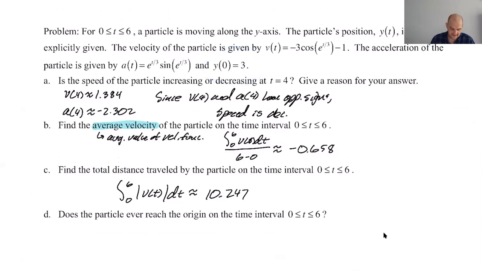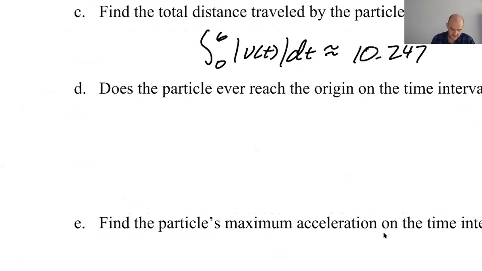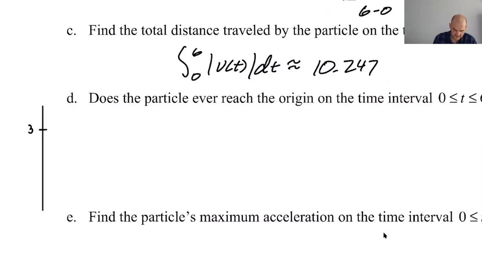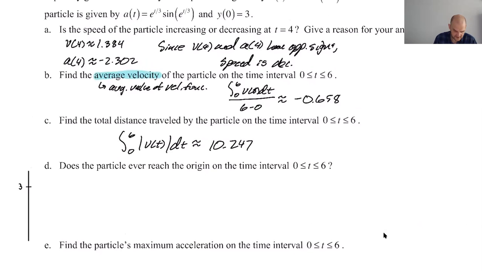So here's my logic. We start at y equals 3. And then we're going to move, right? I just found that v of 4 was positive. So maybe we do this and this and this. The question I want to answer is: is the absolute minimum on the interval from 0 to 6 less than 0?